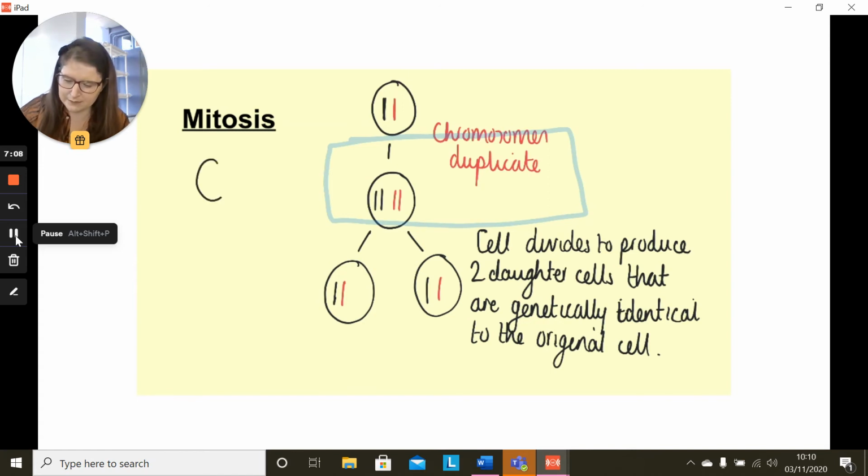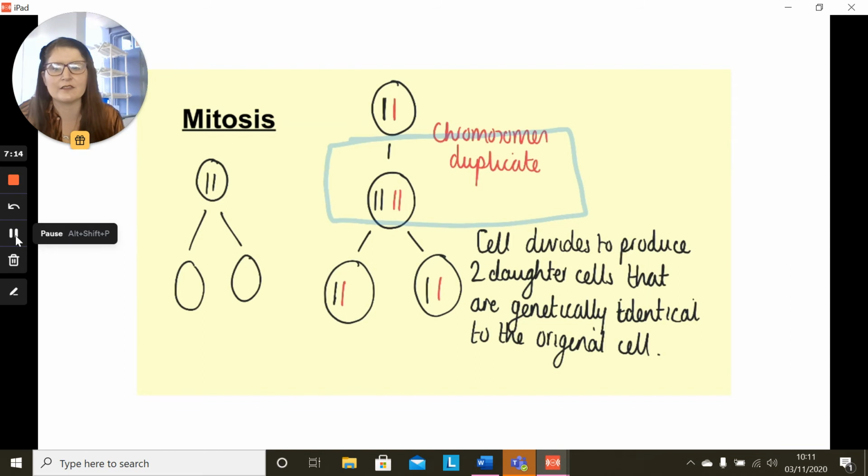So what happens then in the exam, you would end up with something like this, and they might ask you then to fill in how many chromosomes are left. So you would just have to draw that. They tend to skip out the middle step, but I've drawn the middle step in just so we can see that the chromosomes duplicate first, and that's how we end up with the same number of chromosomes at the end as at the start. So that is mitosis.